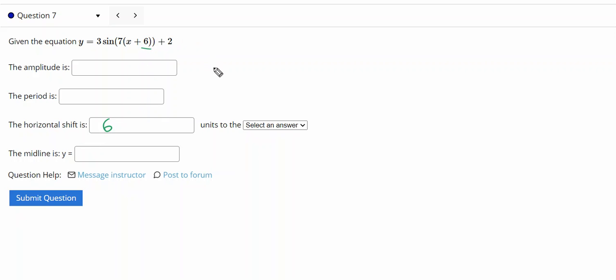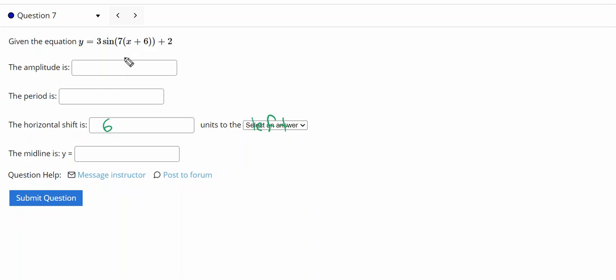But then, is it going to be to the right or the left? Well, remember how I was saying if it's plus, then it's actually going to be the other way around. It's going to be negative. And if this was negative, then it'd be to the right. So this horizontal shift would be 6 to the left. Like when you hit that drop-down menu, you should see left. Okay.